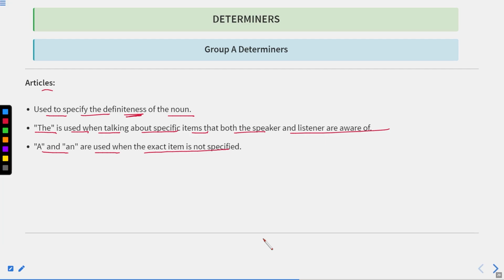But if there is a particular car, for example, my friend asked me, did you see that car of red color which was standing just near your house? Said I, yes, I saw the car. It means I'm giving my consent that yes, I saw that car. It means my friend and I are both aware of that car which we are referring to. That is why I have used the before that particular car.